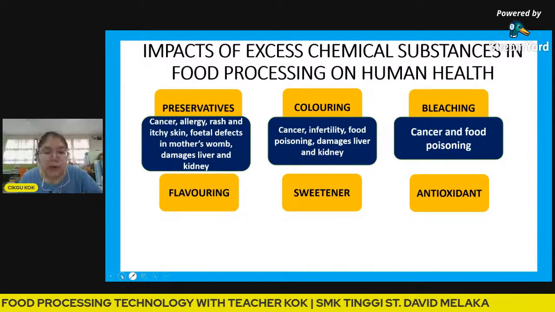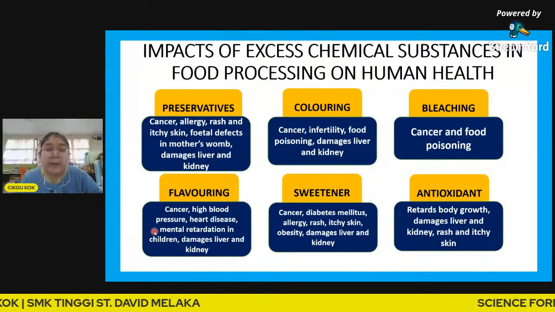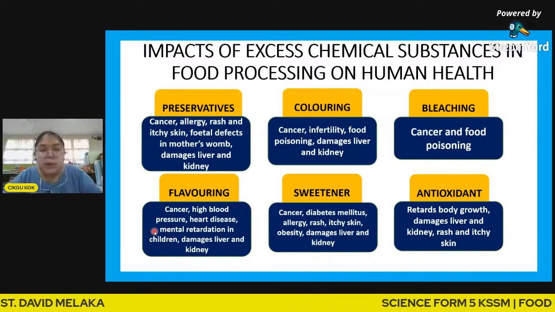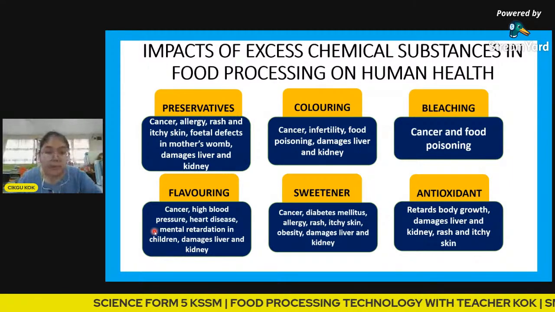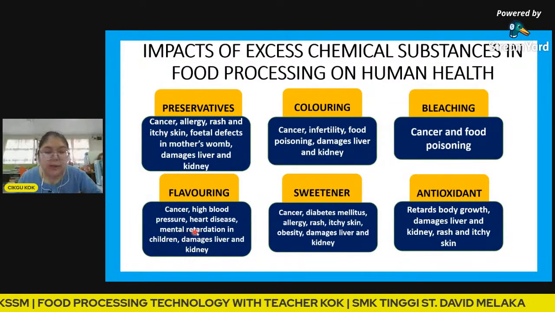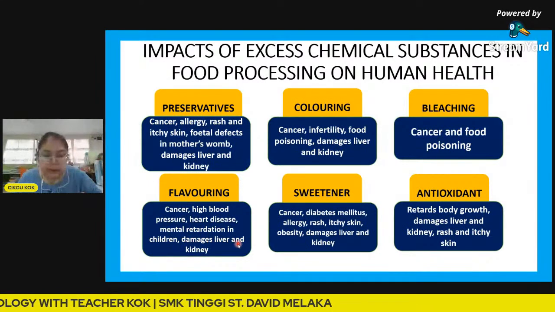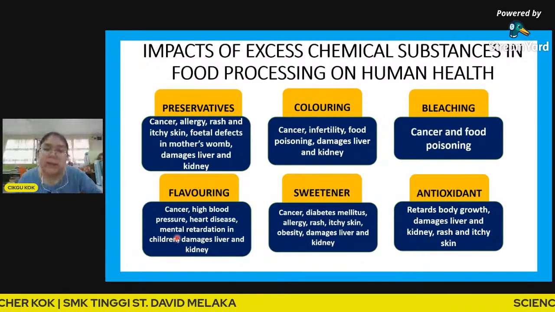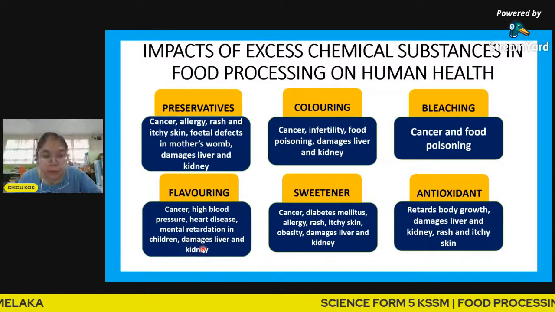How about the pharynx? Pharynx causes cancer and high blood pressure. Because you want it tastier, maybe you add more sweet or more salt, so they will cause high blood pressure, heart disease, and after that mental retardation in children. After that, they will damage the liver and kidney again. So you see, liver and kidney are related to the food.